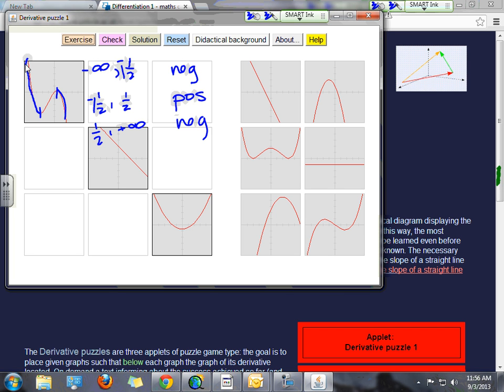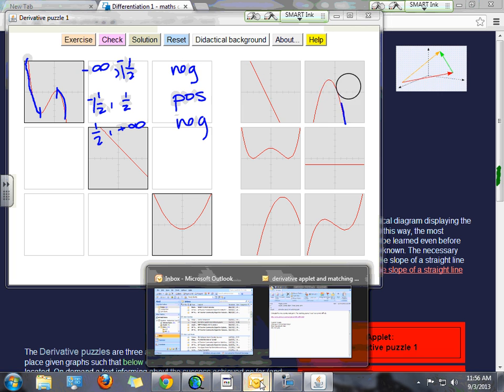So let's see if I can find one that does something like this. This one is negative to 1, or positive to 1, and then negative. So that doesn't work. This one is negative to negative 1.5, positive from negative 1.5 to 1/2, and then negative after that. So I think that's the winner right there. Erase all this.